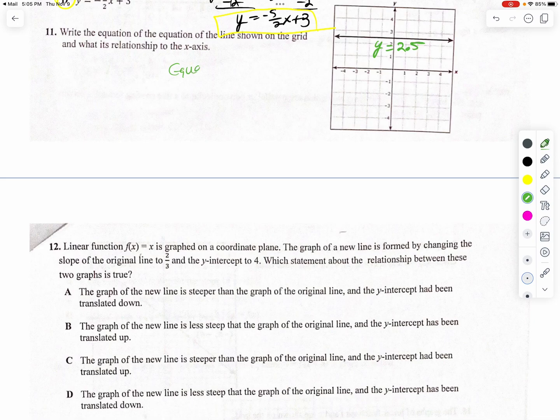So the equation y equals 2.5. And it is parallel to the x-axis. Okay?